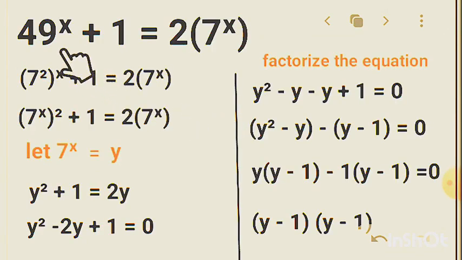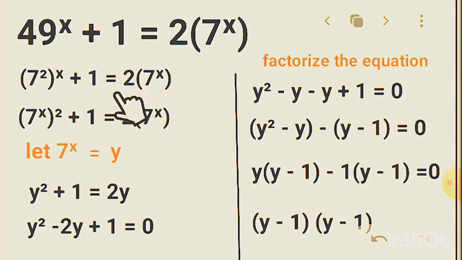Now we have 49 raised to the power x plus 1 equals 2 into 7 raised to the power x. We want to get the value of x. As you can see, it is already looking like a quadratic equation. So we look for the base that we can use as a common factor, and we have 7. 49 is 7 raised to the power 2. So the index is still outside, plus 1 equals 2 times 7 raised to the power x.